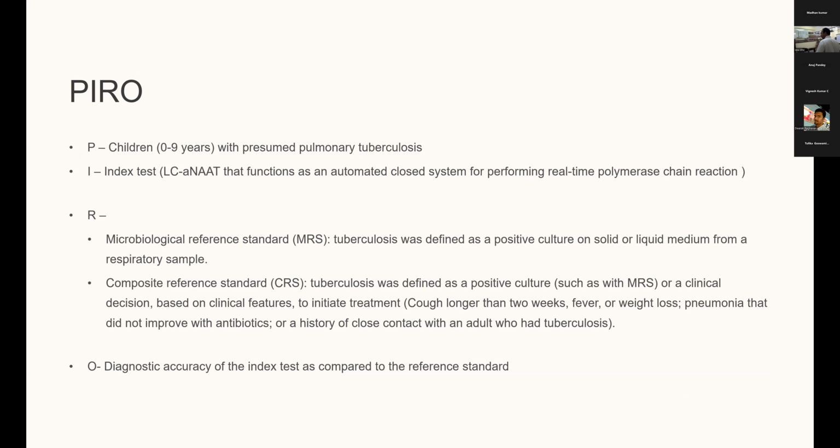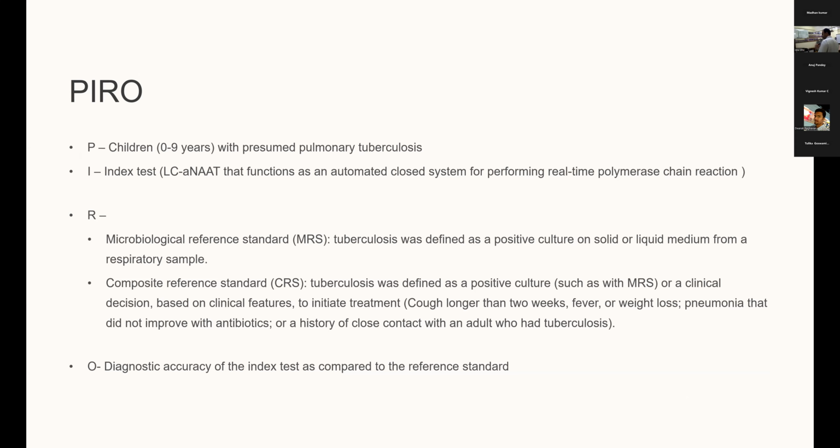The index test is a low complexity nucleic acid amplification test. What is this low complexity? That means the temperature and the exact setting in which the test is done is not so closely regulated. So the machine is a little bit easier to introduce in low cost settings. Whereas the high complexity CBNAT has very carefully controlled temperature and pressure settings, which means that it requires a lot of expertise to run that machine.